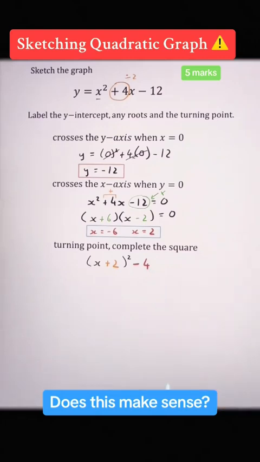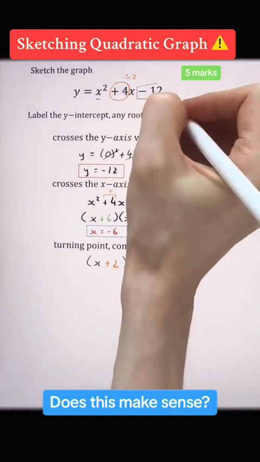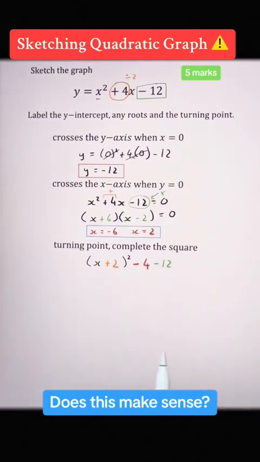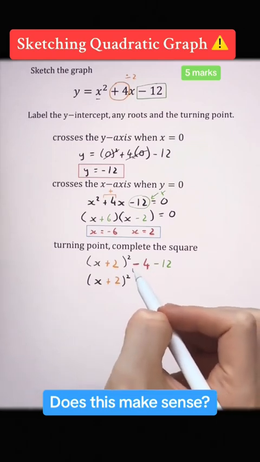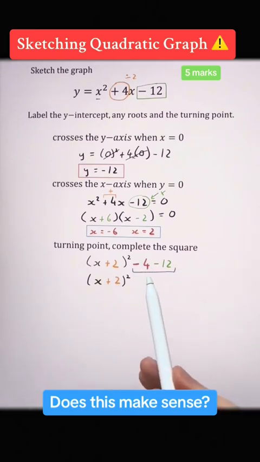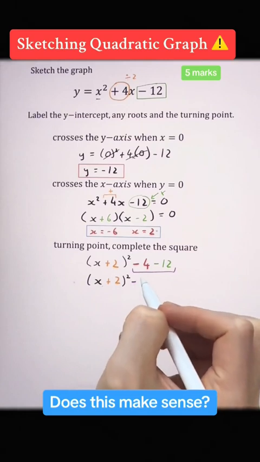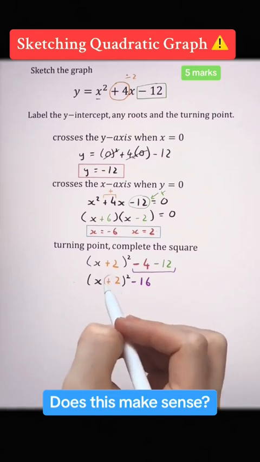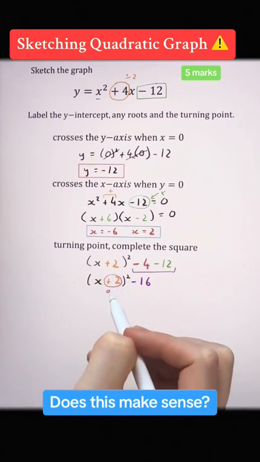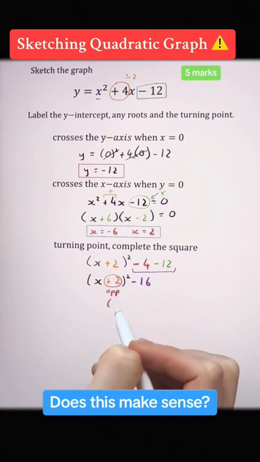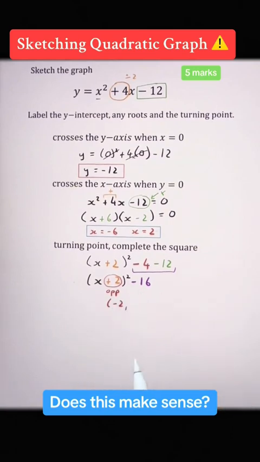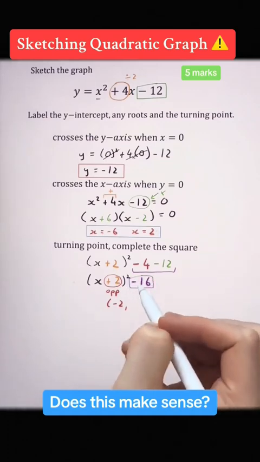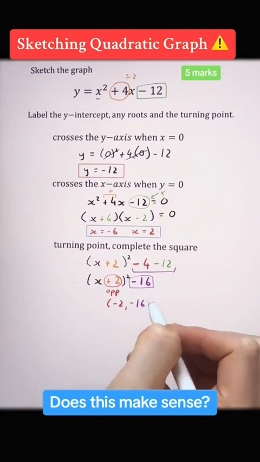And I place the original number on the end. In this case, my original number is negative 12. Leaving the square brackets alone, simplify my number terms. Here I have negative 4 subtract another 12, which simplifies to give us negative 16. To find our turning point, it's always the opposite to the bracket. In this case, the opposite of plus 2, therefore, is minus 2. And we always keep our number term exactly the same. In this case, negative 16.